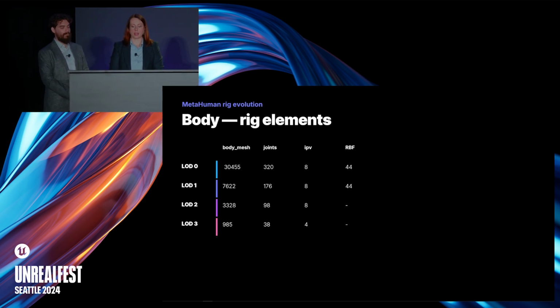We use RBF, radial basis function, as a corrective deformation system, with solvers which have predefined poses, allowing us smooth interpolation between complex deformations. It is like an extra layer of refinement on top of primary rig joints. RBF poses are only defined for LOD 0 and 1. We have 44 solvers which contain 132 different poses.